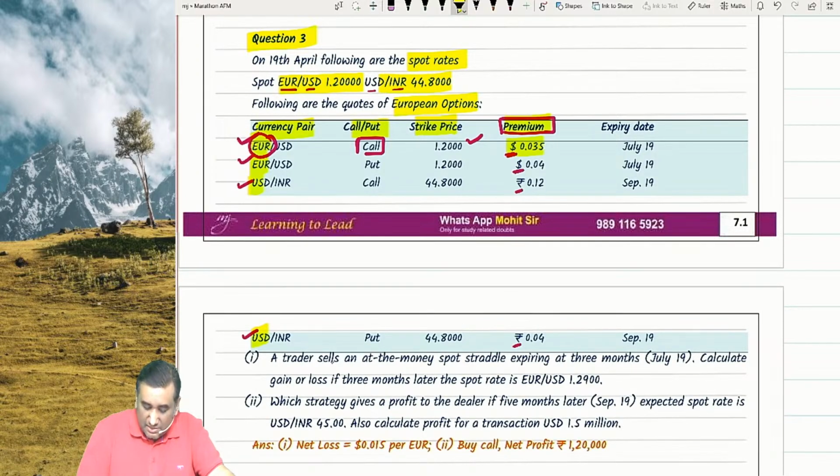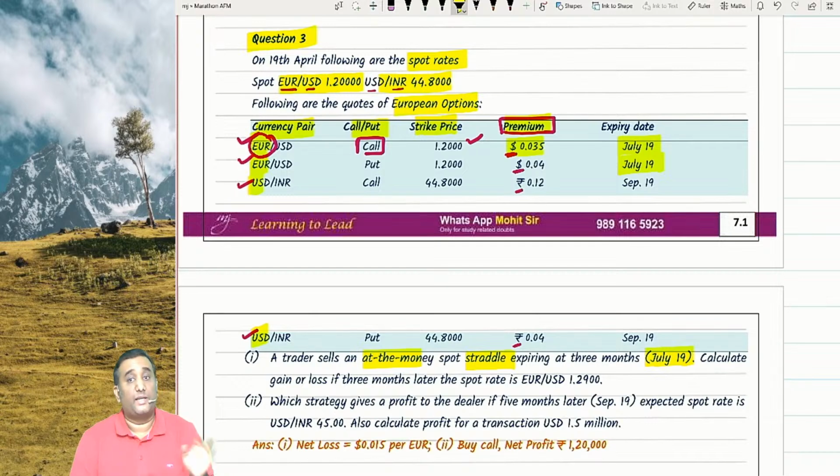A trader sells at the money spot straddle. Straddle is the same strike price. If any confusion comes, let's see. A trader sells at the money spot straddle, month July 19. July 19 is the contract available on euro. Euro is a commodity. That means it's 1.2, 1.2 and spot price is also 1.2. Straddle means same strike price, so prices are the same, so automatically it's the same strike price. You do not have to bother about it. And at the money, that is why he says 1.2, 1.2.